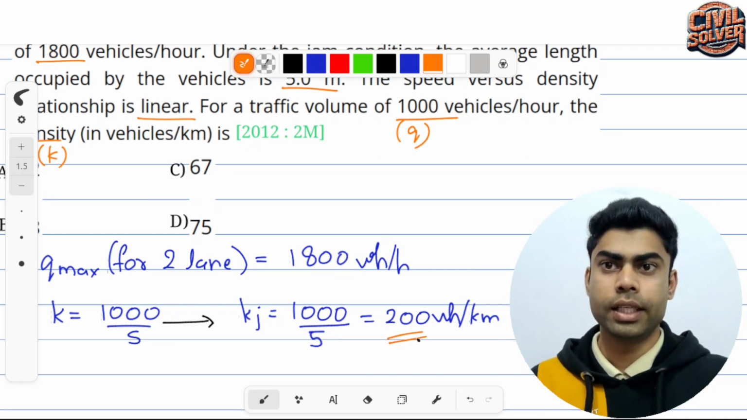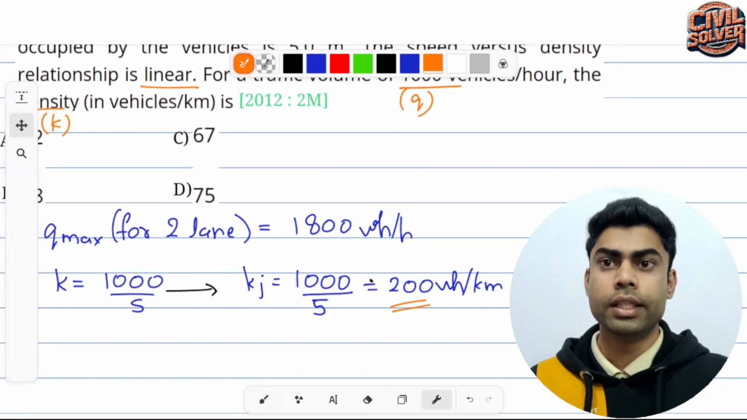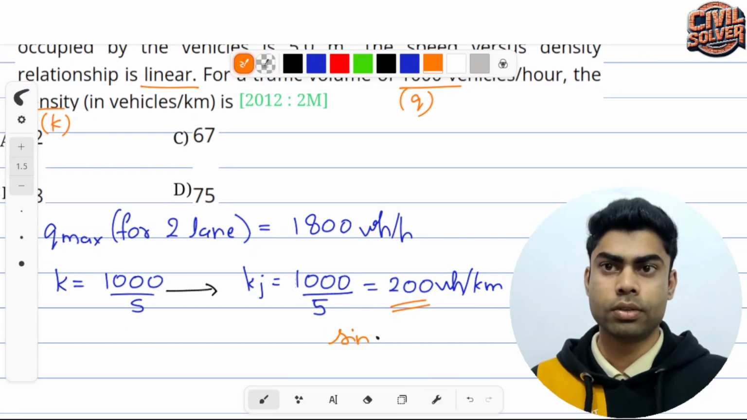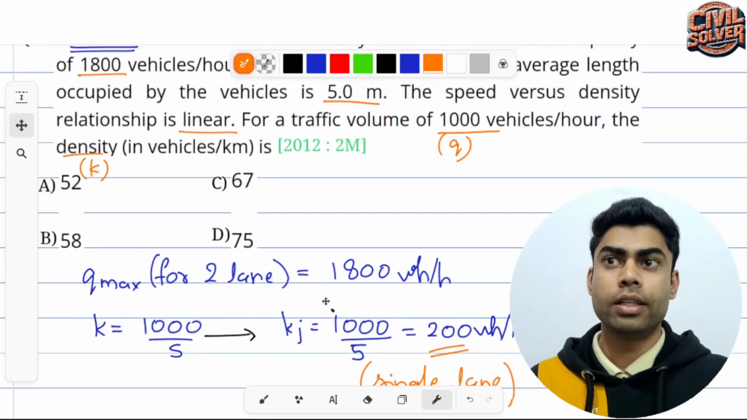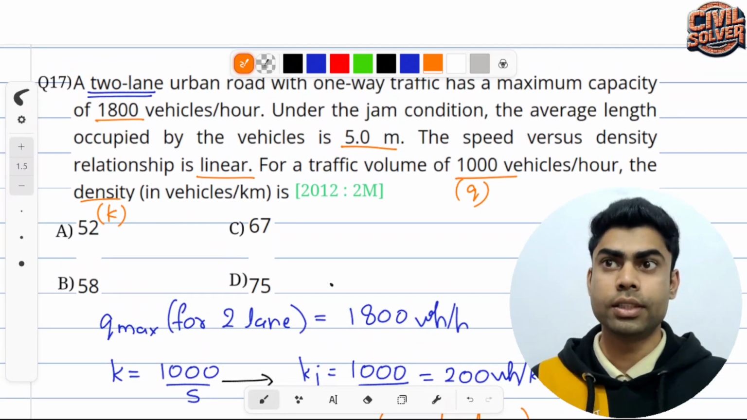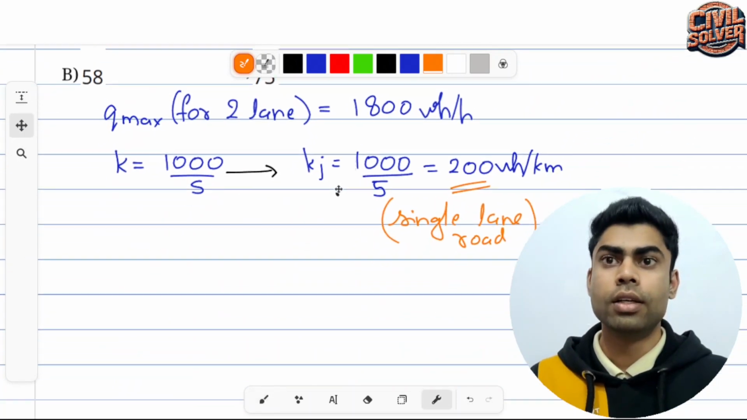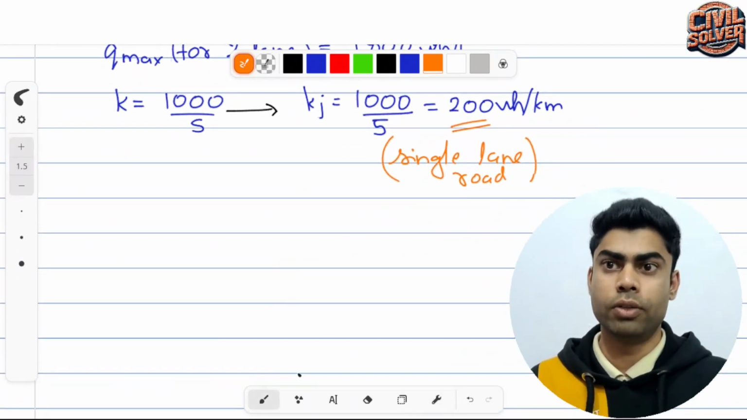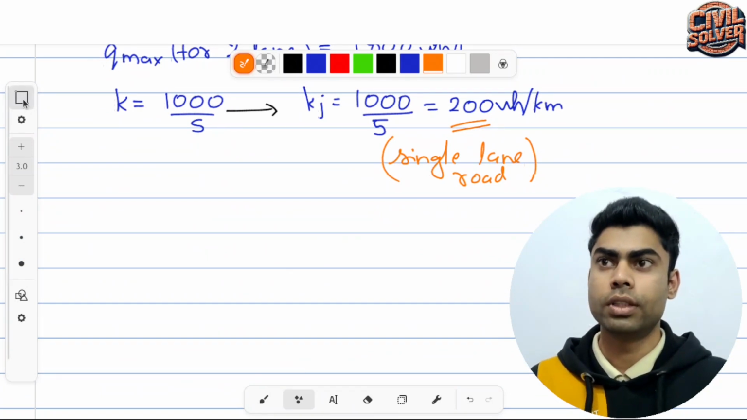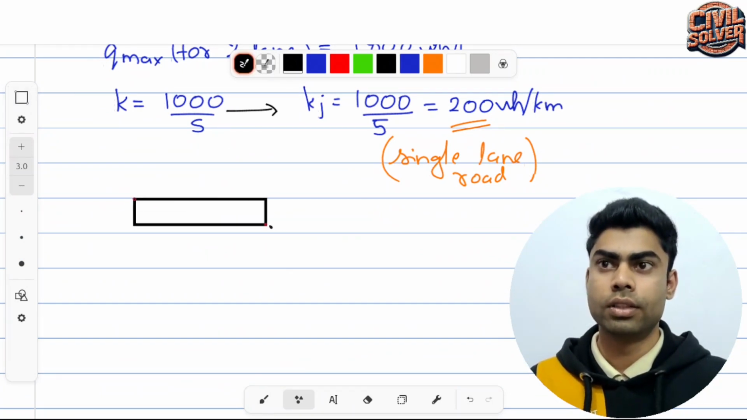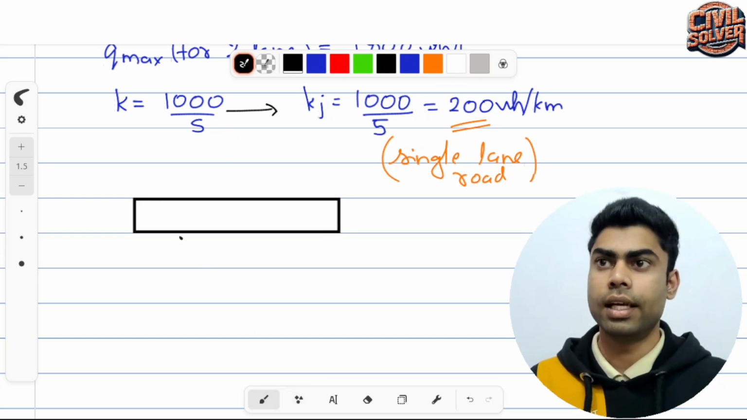Now there is one thing to notice over here. This jam density Kj equal to 200 vehicle per kilometer is for single lane road. Because that's how this formula was derived. It was derived for one lane. But the given road in the question is a 2 lane road. So we need to convert this density for 2 lane road. How are we gonna do that? We will take an example to understand how it works. Suppose we have a road stretch of length 1 kilometer like this. Its length is 1 kilometer.